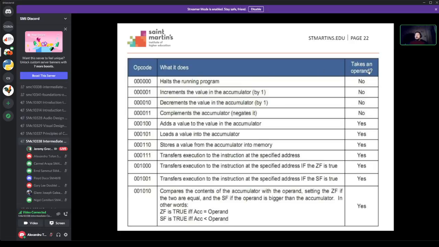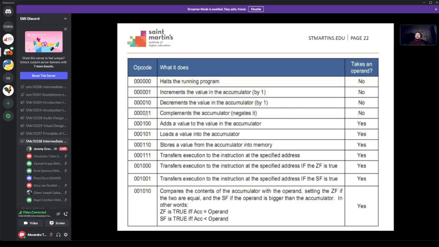Does it take an operand? No. Okay. If my opcode is 5 zeros followed by a 1, or rather has the value of 1, that means that I'm going to increment the value of my accumulator by 1. Again, it doesn't need an operand. All right. When the value of my opcode is 2, or 4 zeros, 1 followed by a 0, then it means I'm going to decrement my accumulator by 1. And also that doesn't take a value.